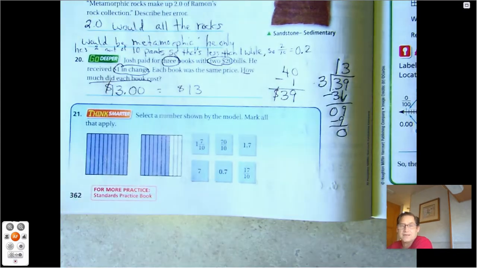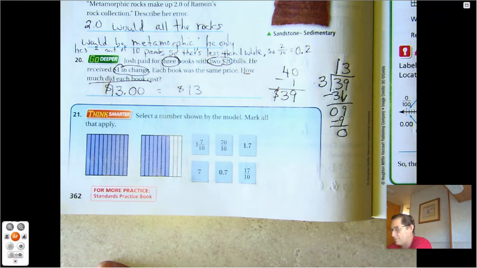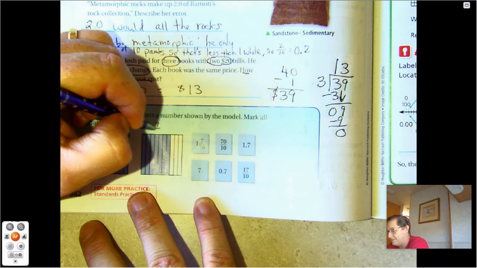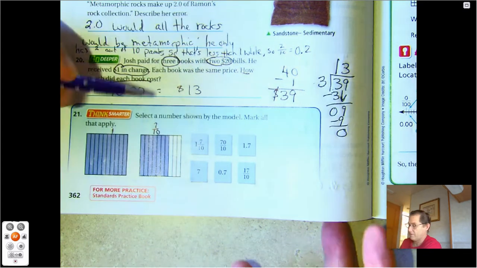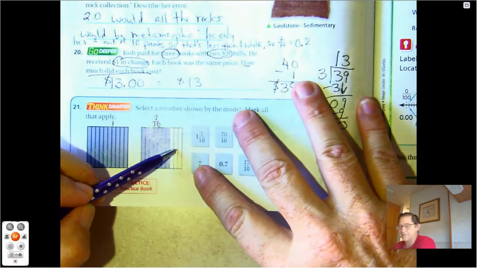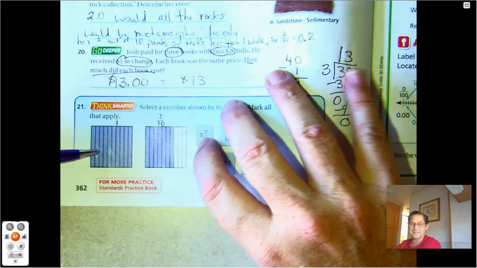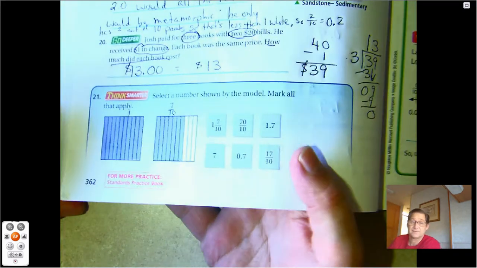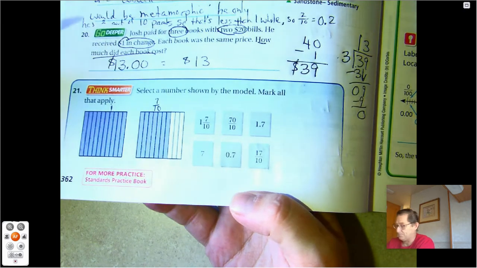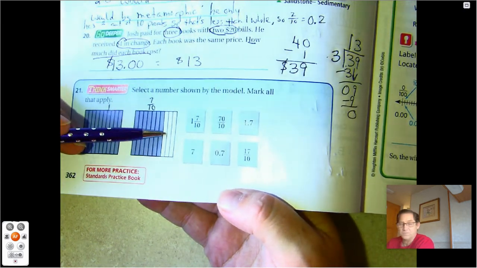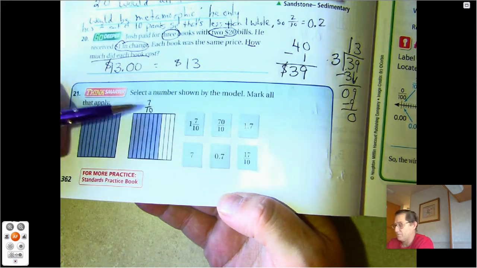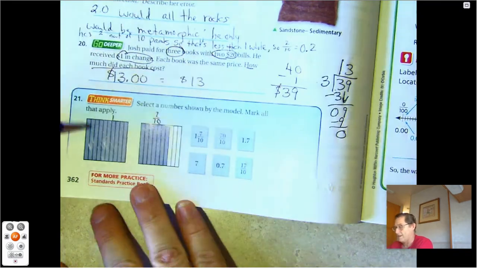21. Select a number shown by the model and mark all that apply. So this is 1 whole, and this is 7 tenths. Now you might want to say, how do I know that it's 7 tenths so quickly? Well, I only see 3 sections that are white. I know that these are in tenths because that's what we're studying. And so I know that this shape, from the other problems, it was out of 10 pieces. So if 3 are left unshaded, 10 take away 7 is 3, so 7 tenths. All right, so we have 1 and 7 tenths.